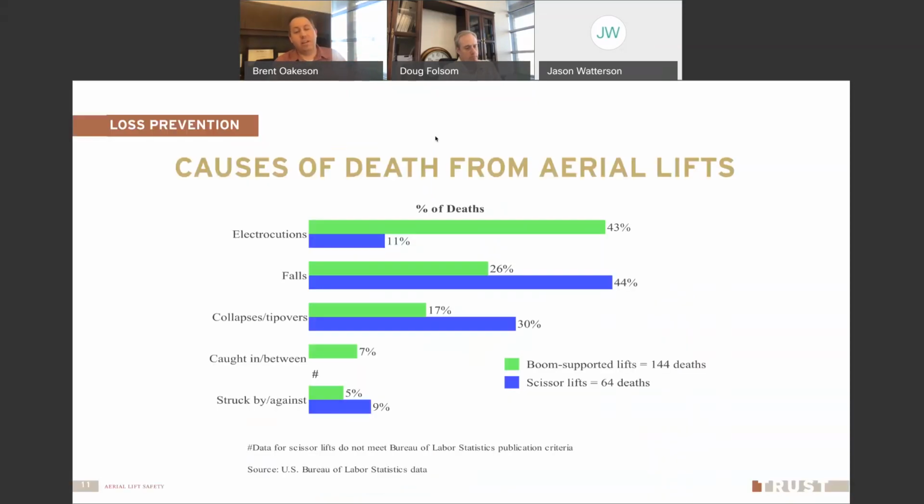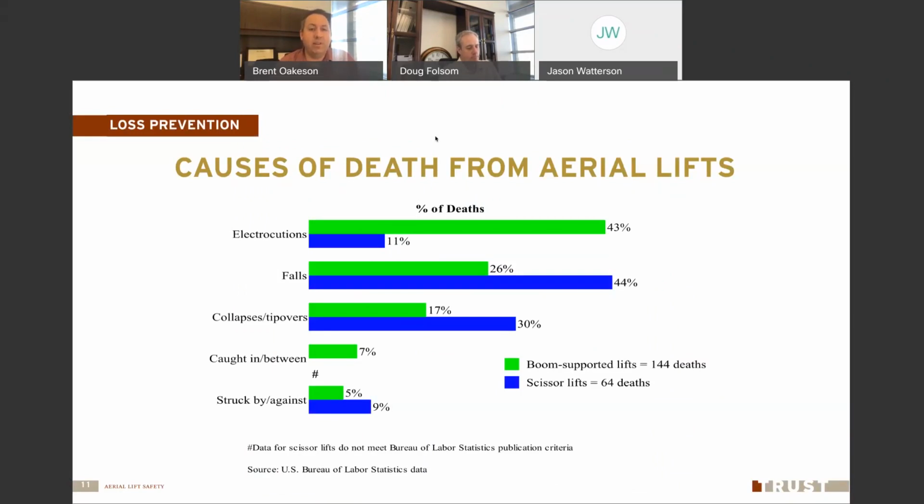OSHA investigates all these kind of things. They try to find out, why are accidents happening and what are the trends. Here's some interesting things that I found when looking through some of their statistics on this. These green bars show percentages of fatalities with aerial lifts, and the blue ones are with scissor lifts. So there's a little bit of a difference between the two.